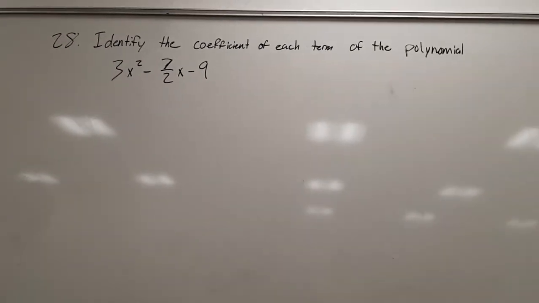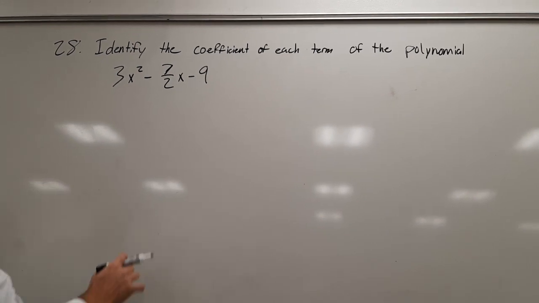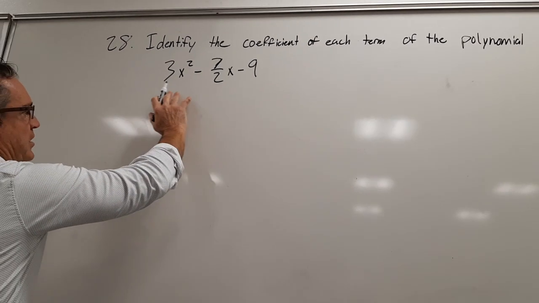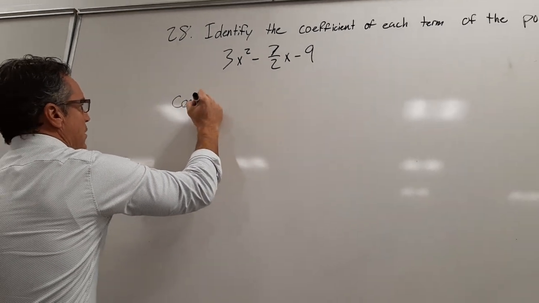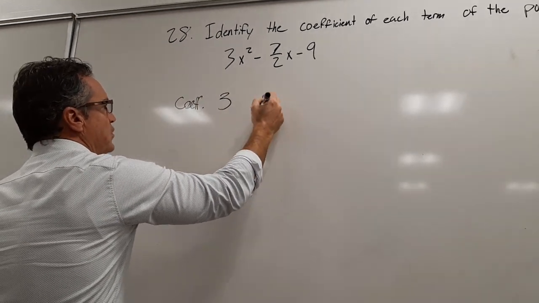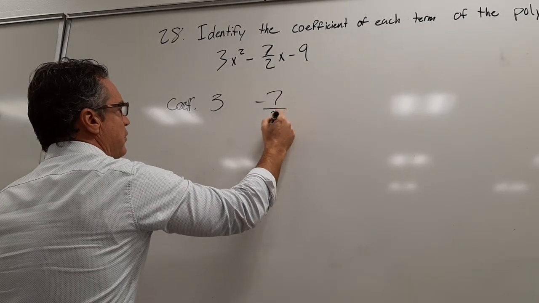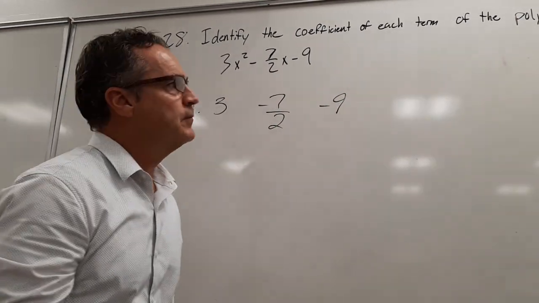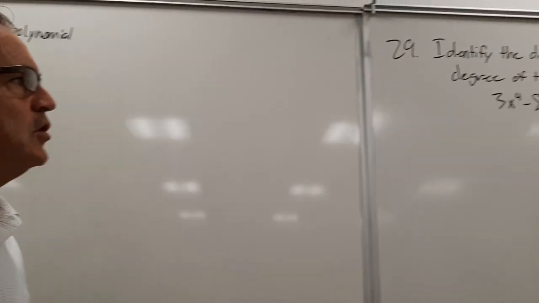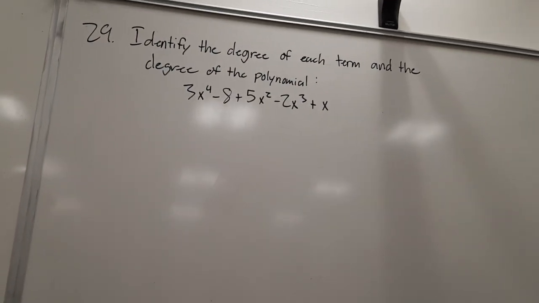Identify the coefficient of each term of the polynomial. How many terms are up here? Terms are separated by plus or minus signs, 3 terms. The coefficient of the first term is 3. The coefficient of the second term is negative 7/2. And the coefficient of the last term is negative 9. Okay? Identify the degree of each term and the degree of the polynomial.